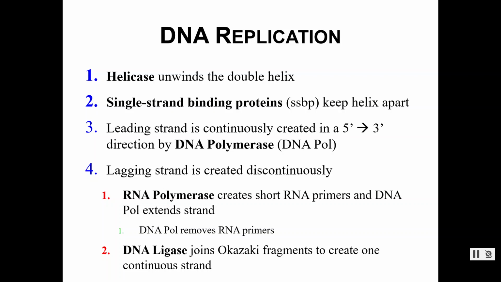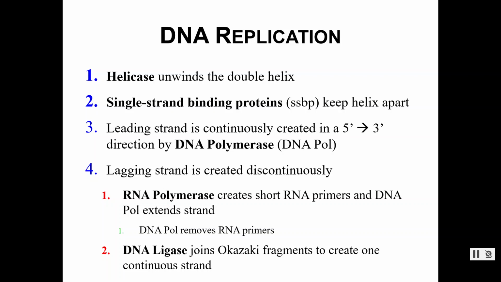When we start to unwind the double helix, we don't want it to go right back together. So step two is we have proteins. They are called single-strand binding proteins, and they bind to each part of the helix to help keep the helix separated. This allows for another enzyme, DNA polymerase, to come in on each individual helix strand and start creating new DNA.